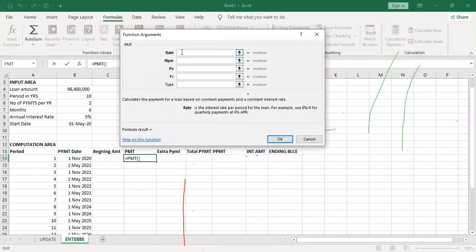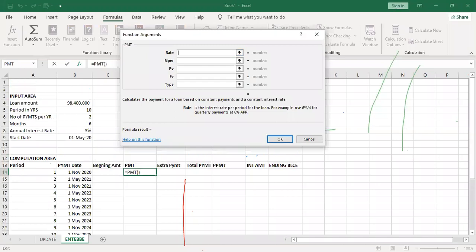Rate. Rate is the annual interest rate. Are you there? Yes, sir. Yes, we are following.